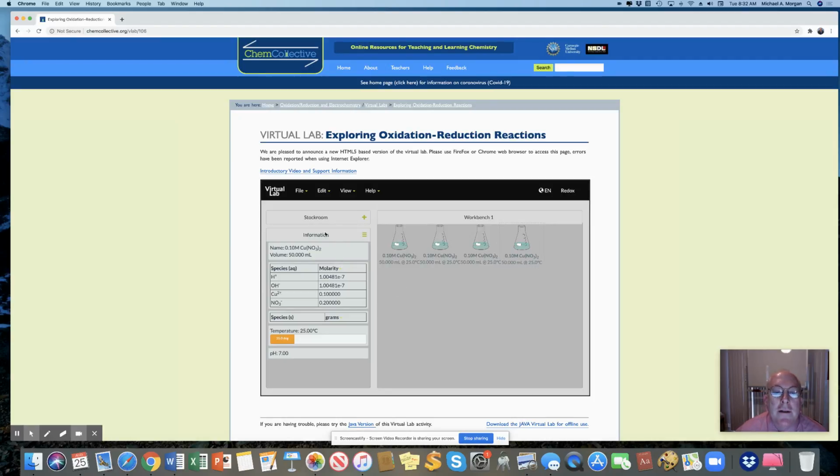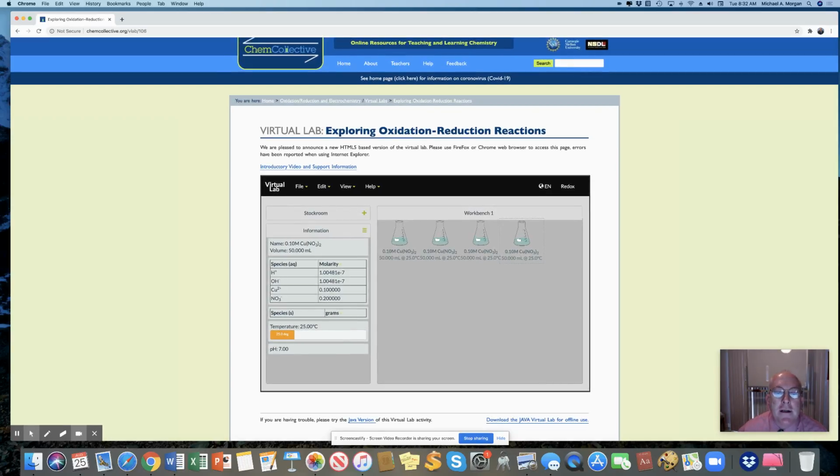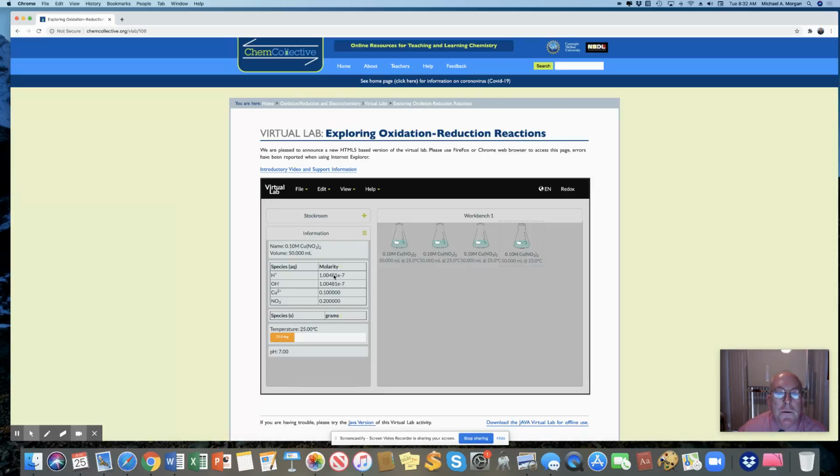And over here on the left, we have information. It's telling you the name and concentration, 0.1 molar copper nitrate. It's telling you the volume and the concentration of all the species. Now, since it's an aqueous solution, dissolved in water, you have hydrogen ion and hydroxide ion to about 1 × 10⁻⁷ concentration in molarity. Not a whole lot, but it is present.